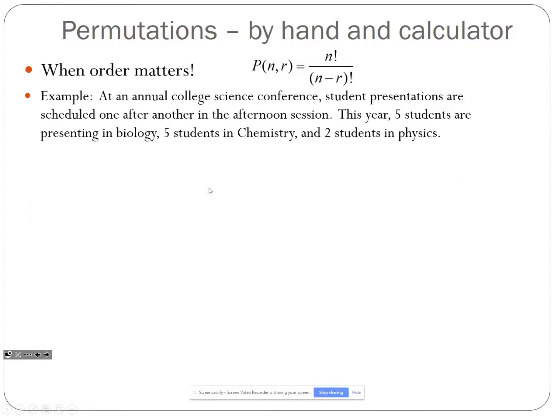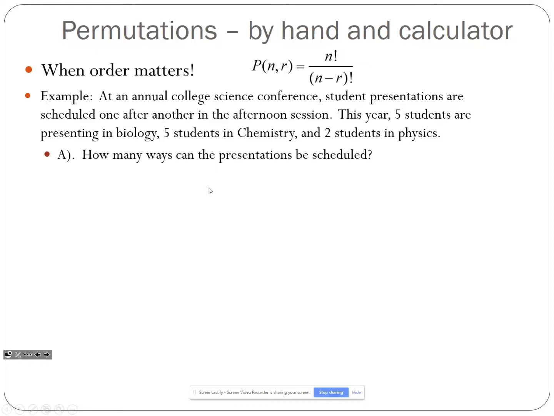Here's our example. At an annual college science conference, student presentations are scheduled one after another in the afternoon session. This year, 5 students are presenting in biology, 5 students in chemistry, and 2 students in physics. A. How many ways can the presentations be scheduled?